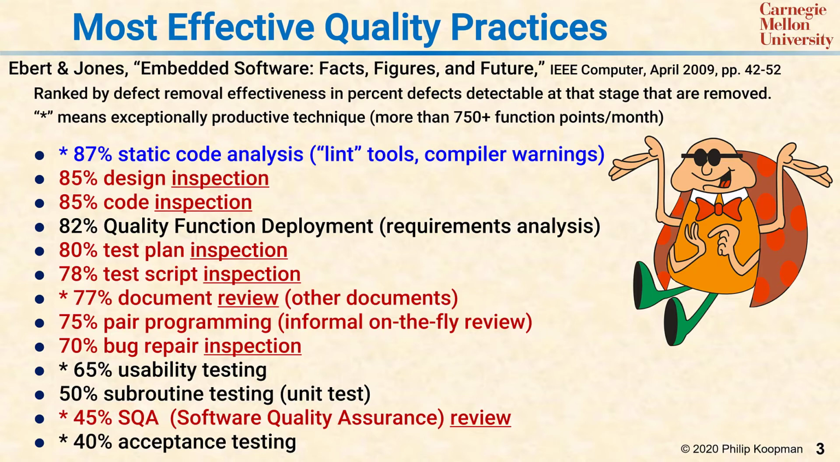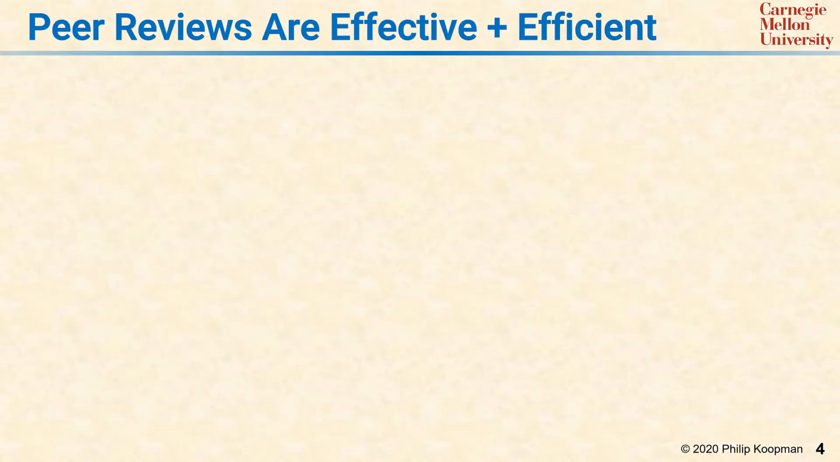If you look at the bottom of the list, you'll see testing starts showing up. Testing is much less effective than peer reviews. It's still worth doing, but much less effective and much more costly. So if you have limited resources to find defects, you should spend them first on static code analysis and then on doing various types of peer reviews. Peer reviews are well known to be both effective and efficient.